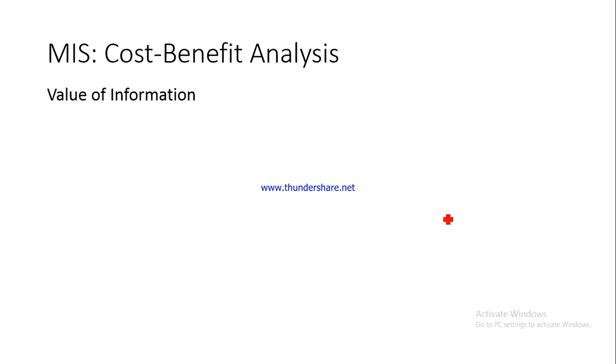And just a simple calculation to find out the relationship between cost and benefit. The relationship between cost and benefit means which aspect is greater than the other. Is it the benefit that is greater than the cost, or is it the other way around, or are they both equal? So this is what we have to find out, and what we will do is try to find out the value of information that we are collecting using MIS.